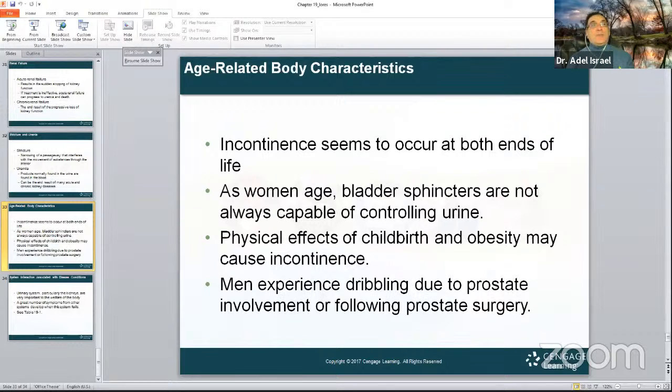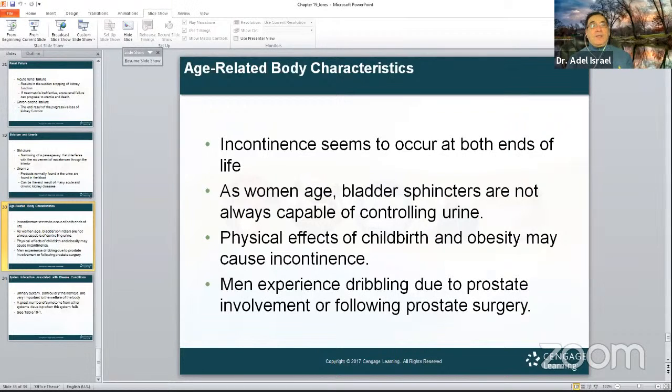As women age, the bladder sphincter is not always capable of controlling urine. This is also due to previous labor. So the labor itself is a trauma to the bladder and trauma to the urethra. And according to this, the sphincter of the urethra will not be able to hold urine perfectly, and this is very common for females.